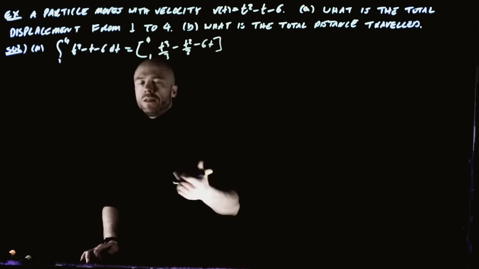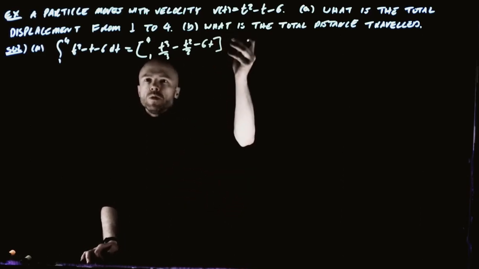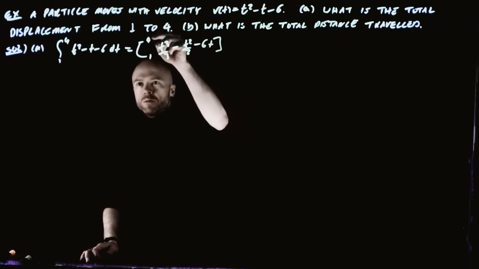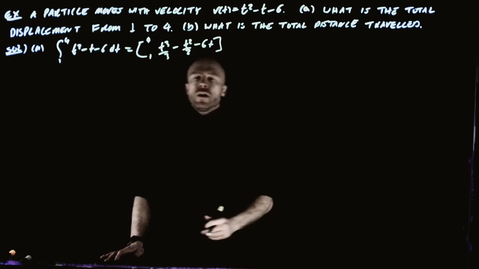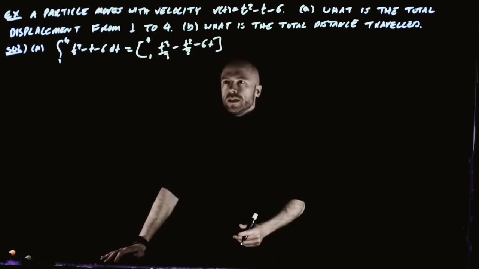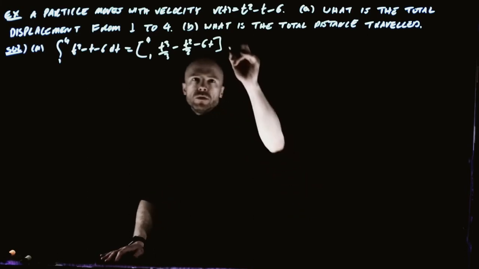Remember, we can use any antiderivative in the fundamental theorem of calculus. If we put a constant c here, it wouldn't make any difference because it would cancel out when we do the application at 4 and then at 1. So we just take the simplest antiderivative. We don't bother writing the c in this case. Then we just put the numbers in.